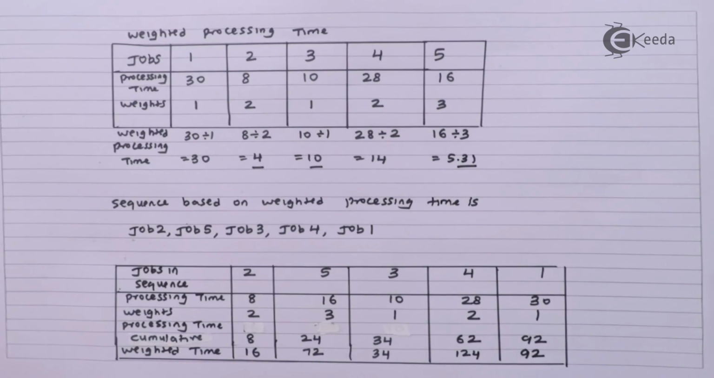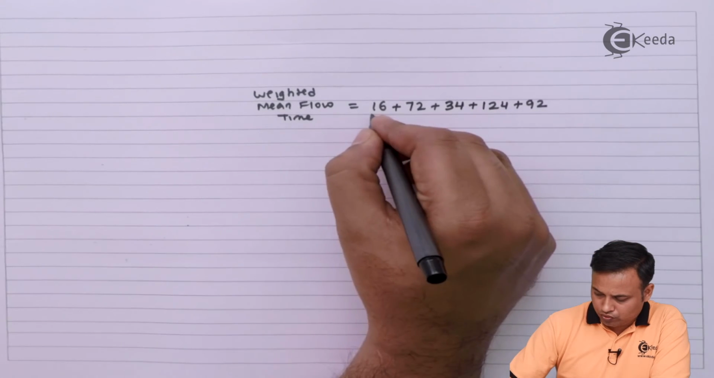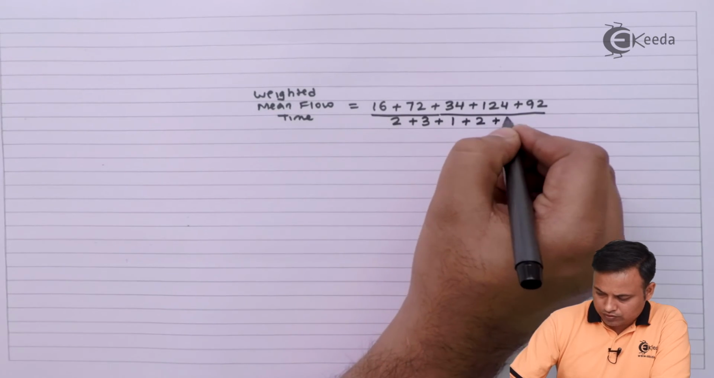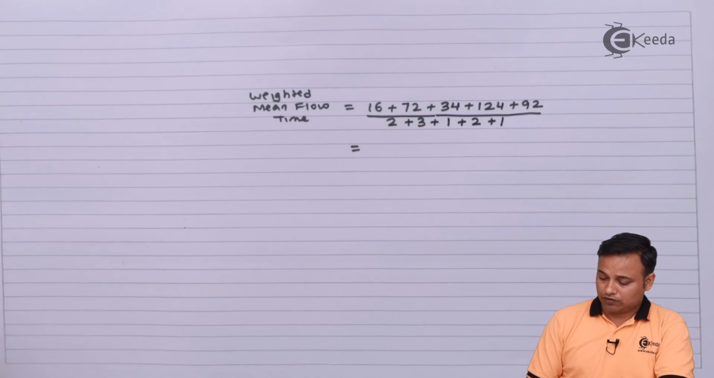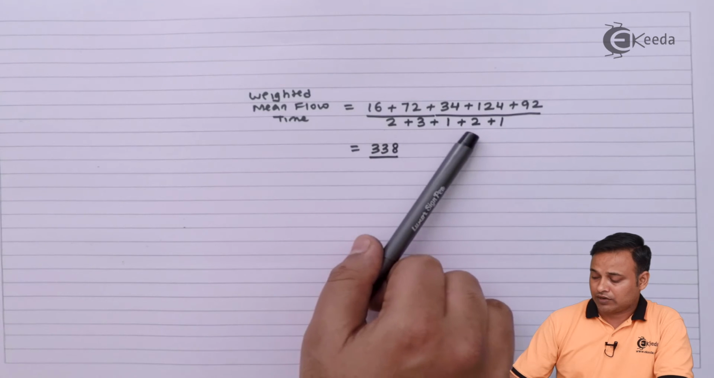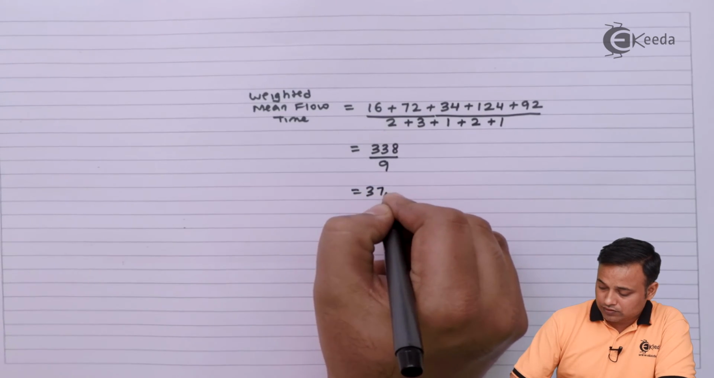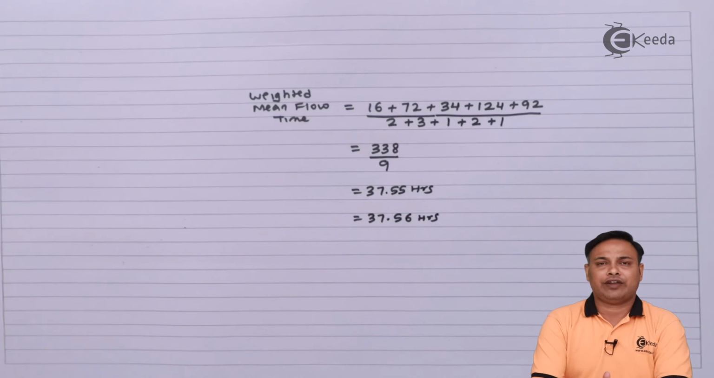Last part. What we are going to do here, I will simply add 16 plus 72 plus 34 plus 124 plus 92, and I will divide this by the total weights. 16 plus 72 plus 34 plus 124 plus 92 divided by my weights, which are 2 plus 3 plus 1 plus 2 plus 1, which comes to 338 divided by 2, 5, 6, 7, 8 and 9, divided by 9, which comes to 37.55 hours, which is approximately 37.56 hours. So this will be my weighted mean flow time.